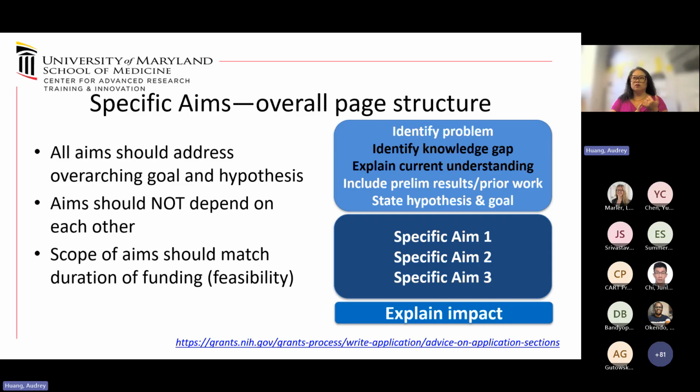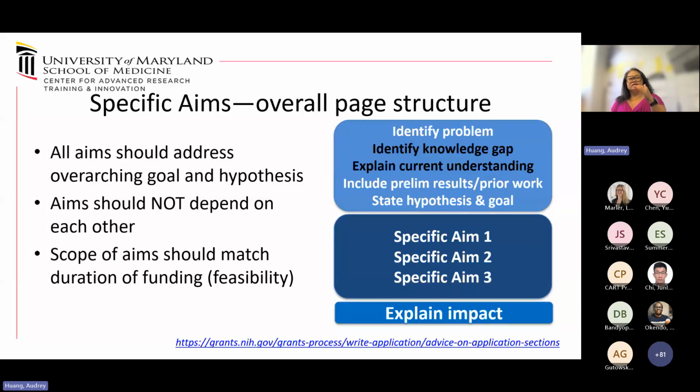You need to identify the problem. You need to identify the knowledge gap. You need to explain the current understanding. You need to include any hint, not all exhaustive, but a hint of preliminary results of yours or prior work of other people's. And you need to state your hypothesis and the goal. Identifying the knowledge gap, explaining the current understanding, all of that relies on other people's work, prior work, published literature.